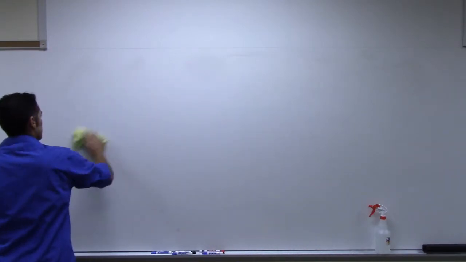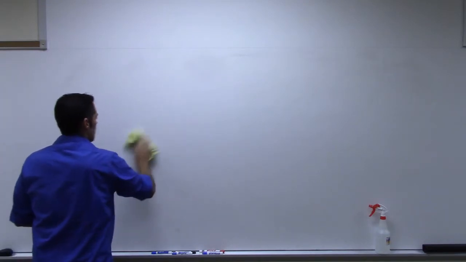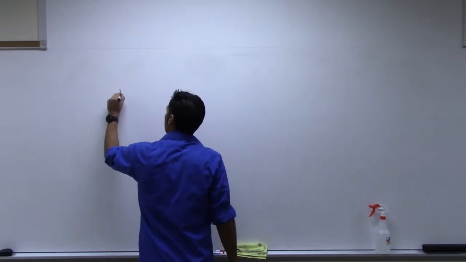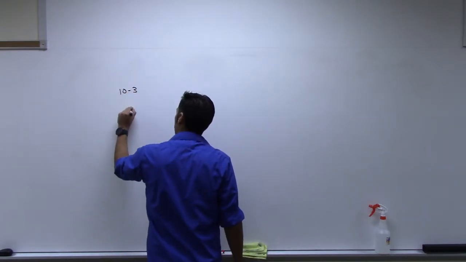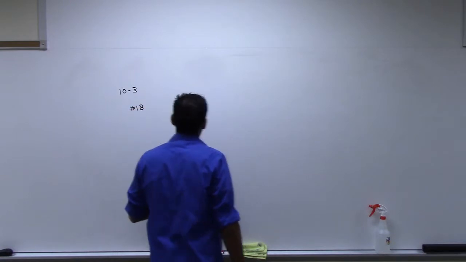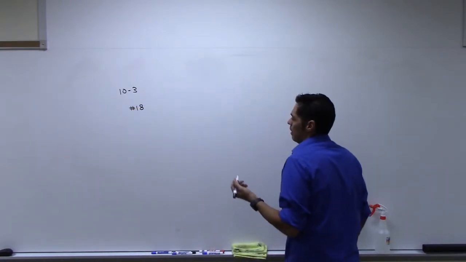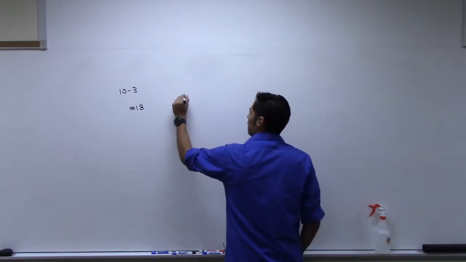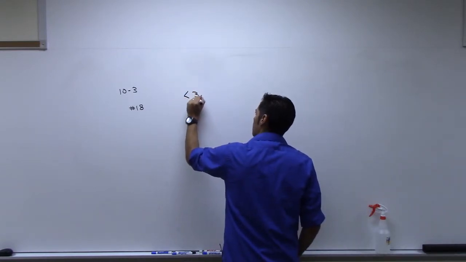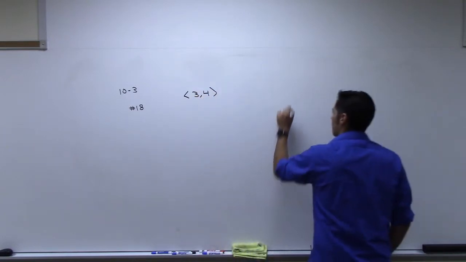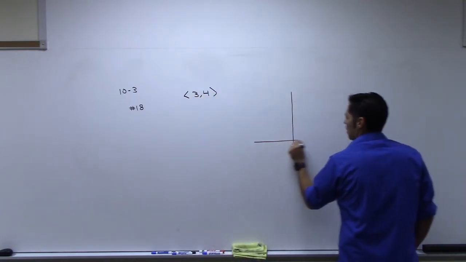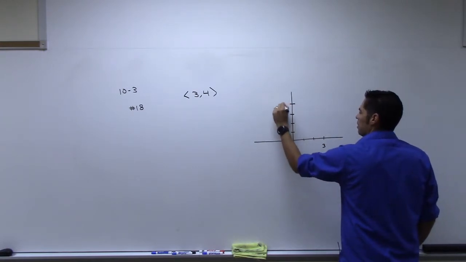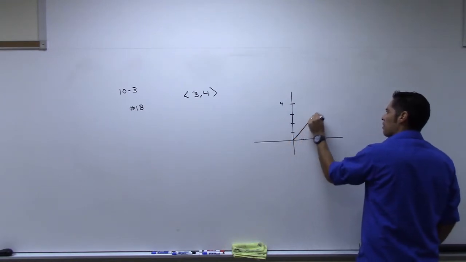I was trying to use the dot product because that's what the section was covering to do the problem. 10-3, problem number 18. It gave you a vector. I think in the video I did the vector 3, 4. So let's just take that vector 3, 4. We'll just put it in standard position here from the origin out. We've got this vector 3, 4.